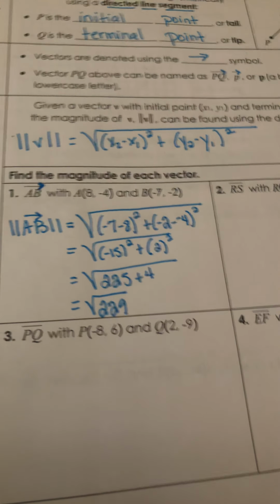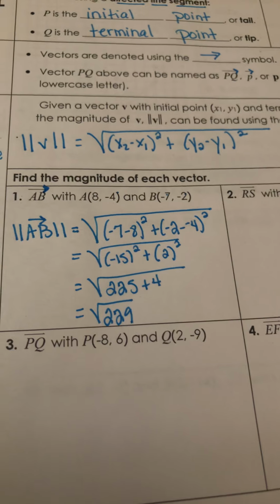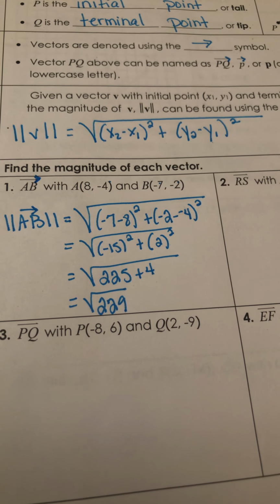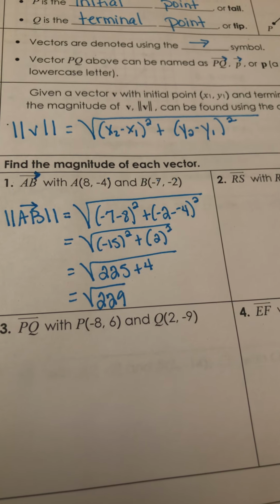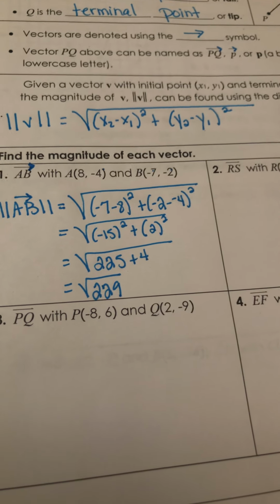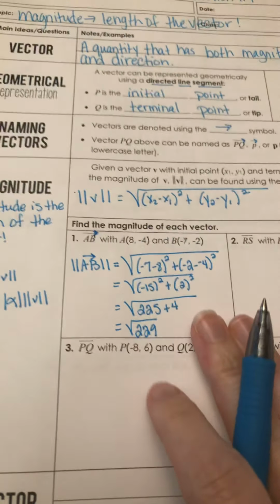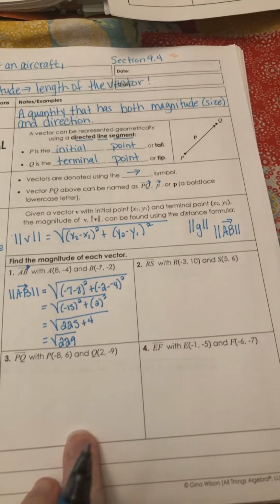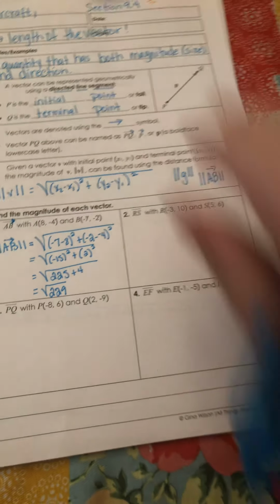Okay, now on these magnitude problems, go ahead and leave them in their radical form. Simplify it if you can simplify it. Only change it into a decimal if it asks for a decimal. Okay, now let's turn the page. I'm going to let you do numbers 2, 3, and 4.